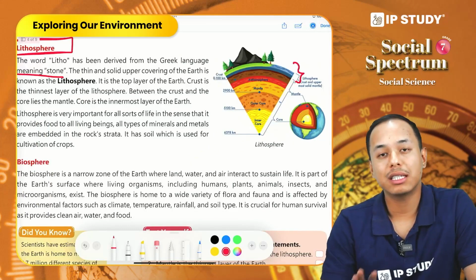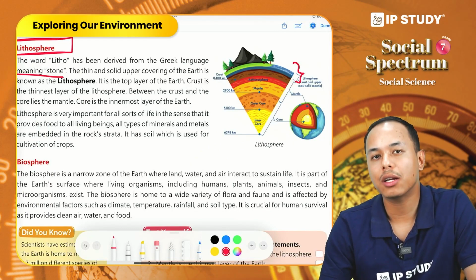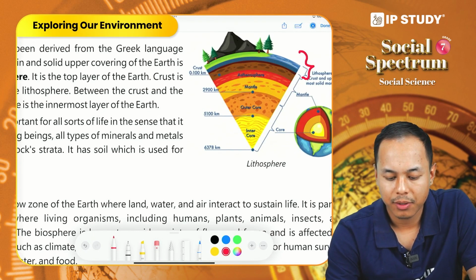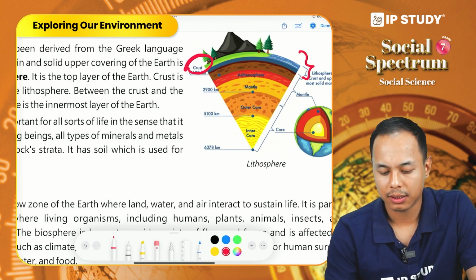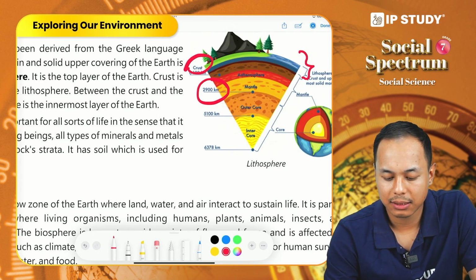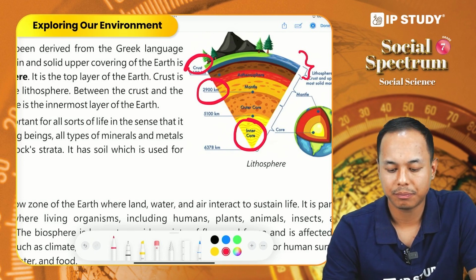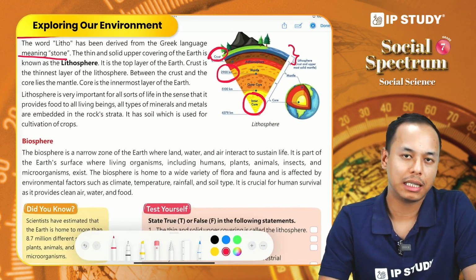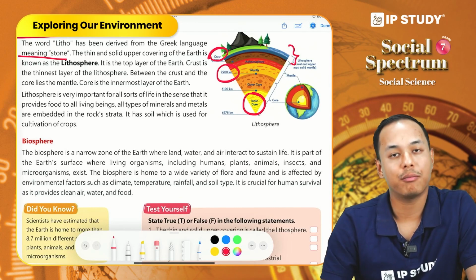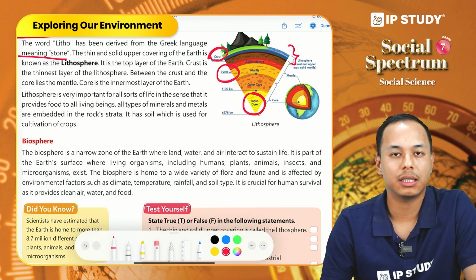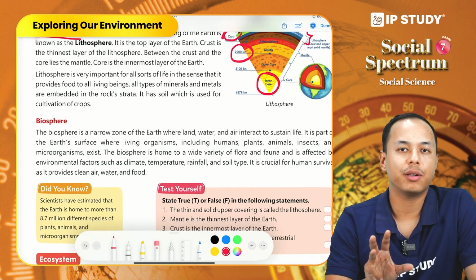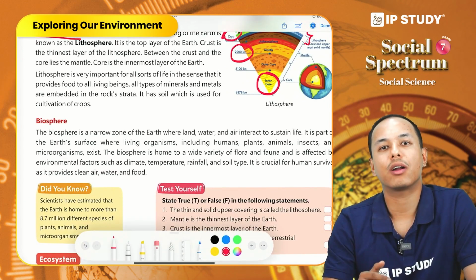Okay, and if you see the structure of lithosphere or the interior of the earth, we find three important layers. Firstly, crust, followed by mantle, and lastly core. So crust is the uppermost and thinnest layer, and then we have mantle, and the innermost layer is the core.